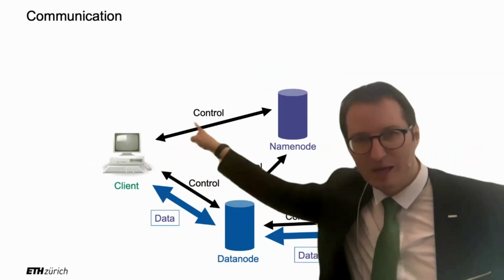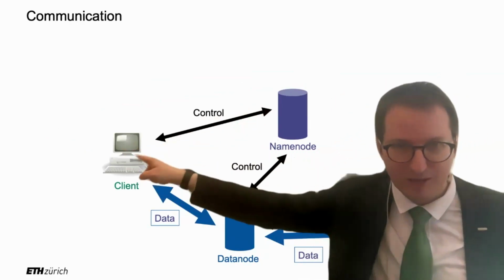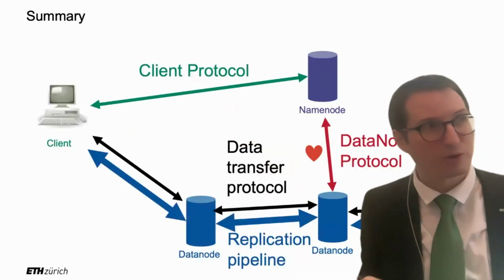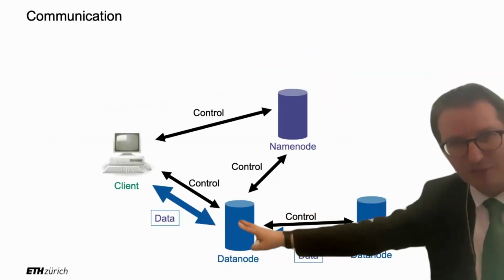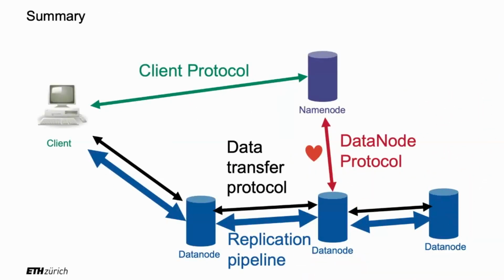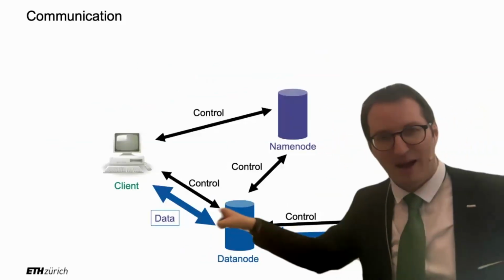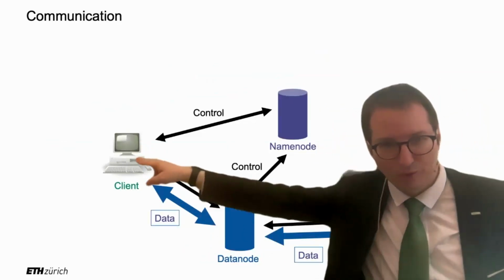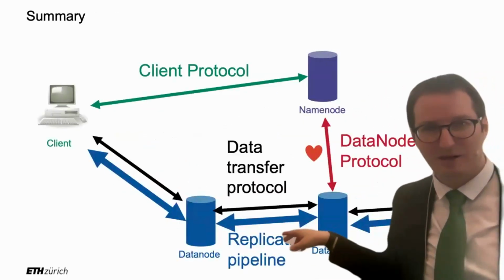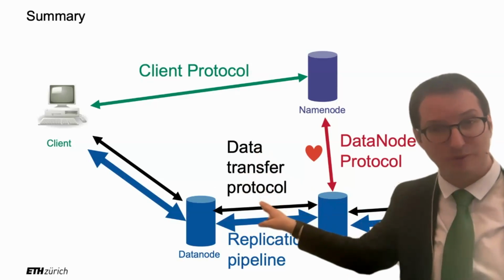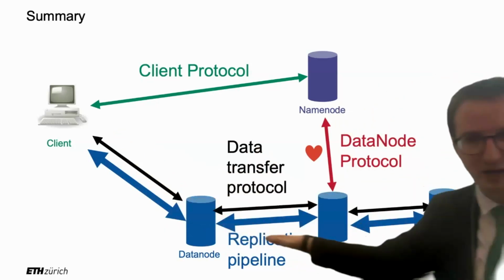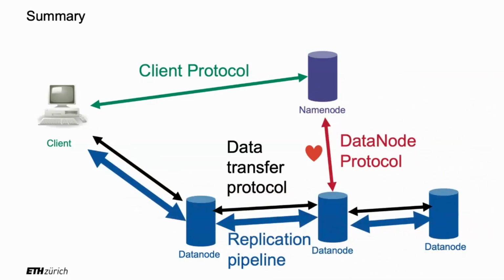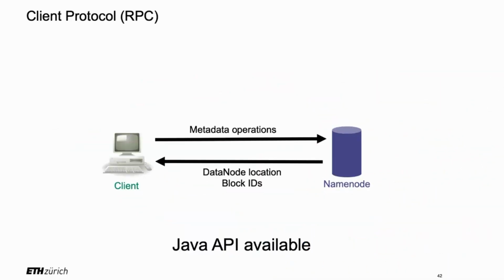The protocol between the client and the name node is called the client protocol. The communication between name nodes and data nodes is called the data node protocol, very original name. And the protocol to communicate between the clients and data nodes is called the data transfer protocol, because this is where the actual data is flowing. Okay, so let me start.